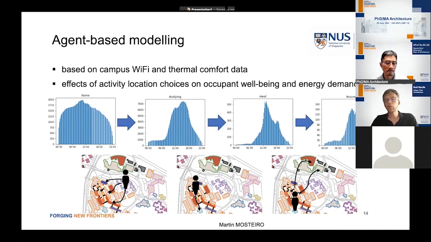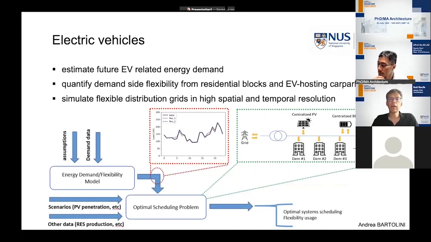And again, of course, to do this at a larger scale, we have to make some assumptions. So we create a series of standard, let's say, or normal situations that can occur, such as being at home, studying, having a meal, leisure, etc. And what we're also trying to see is to look at what would be the impact of electric vehicles, so future electric vehicles, on energy demand.